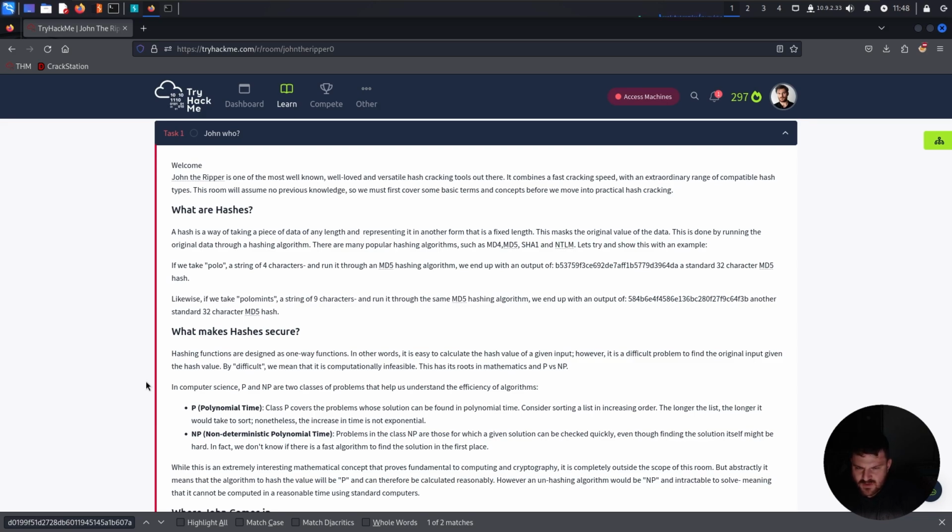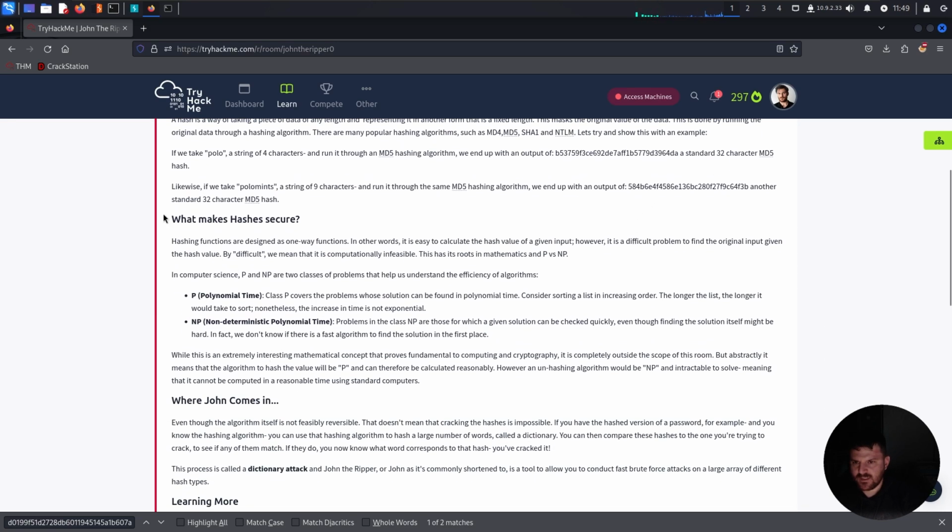Let's try and show this with an example. If we take "Polo", a string of 4 characters, and run it through an MD5 hashing algorithm, we end up with an output of, and here we can see the output, a standard 32 character MD5 hash. Likewise, if we take "Polo mints", a string of 9 characters, and run it through the same MD5 hashing algorithm, we end up with an output of this one. Another standard 32 character MD5 hash.